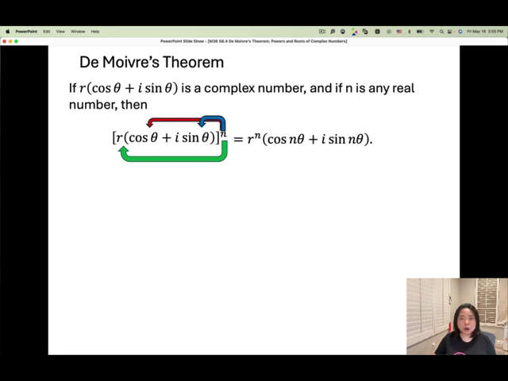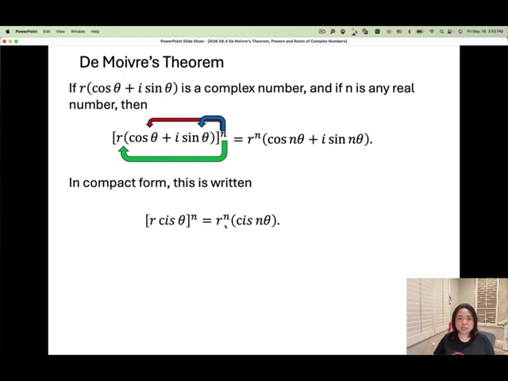This is called De Moivre's theorem. In complex form, we can write it as r to the power of n times cis n theta. You can apply De Moivre's theorem when you have the trigonometric form. How about if we have the rectangular form?